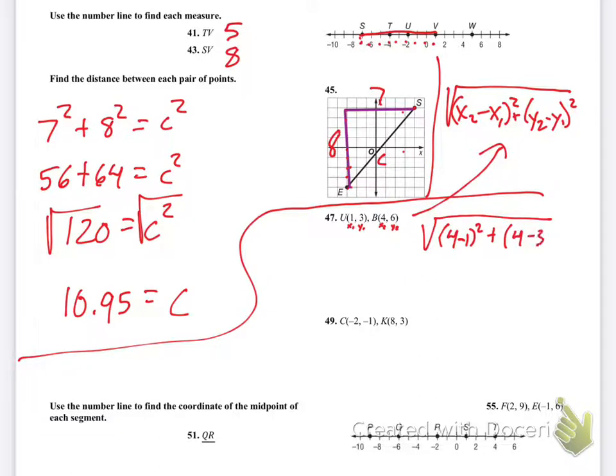4 minus 3 squared. If I simplify that, 4 minus 1 is 3, and I square that, that's 9, plus 4 minus 3 is 1 squared. It's going to be 1, so I'm looking for the square root of 10. I take the square root of 10, I get 3.16.